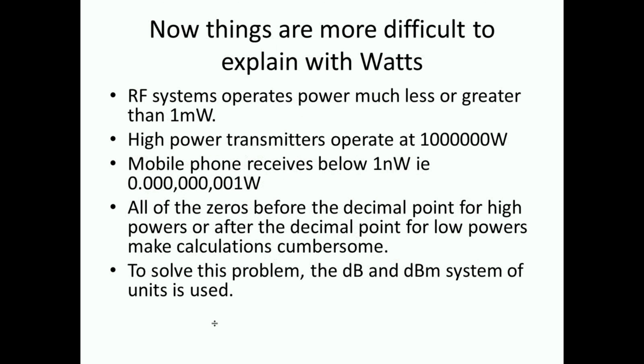Now things are more difficult to explain with watts. RF systems operate at power much less or greater than 1 milliwatt. High power transmitters operate at 1 megawatt, while a mobile phone receives below 1 nanowatt. All of the zeros before the decimal point for high powers or after the decimal point for low powers make calculation cumbersome. To solve this problem, the dB and dBm system of units is used.